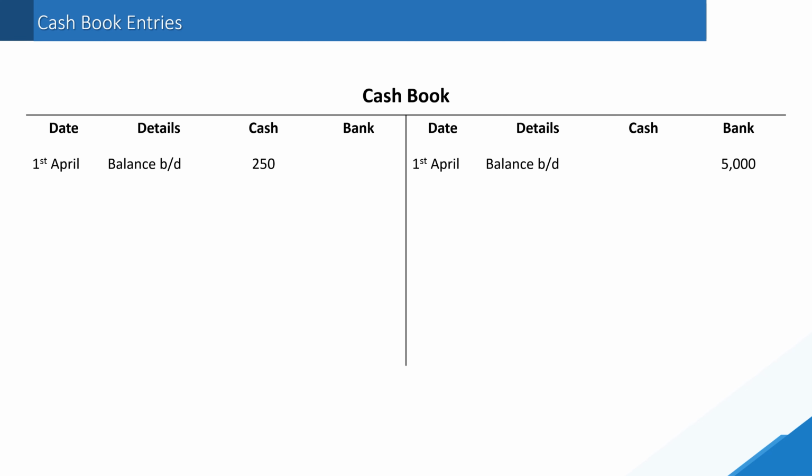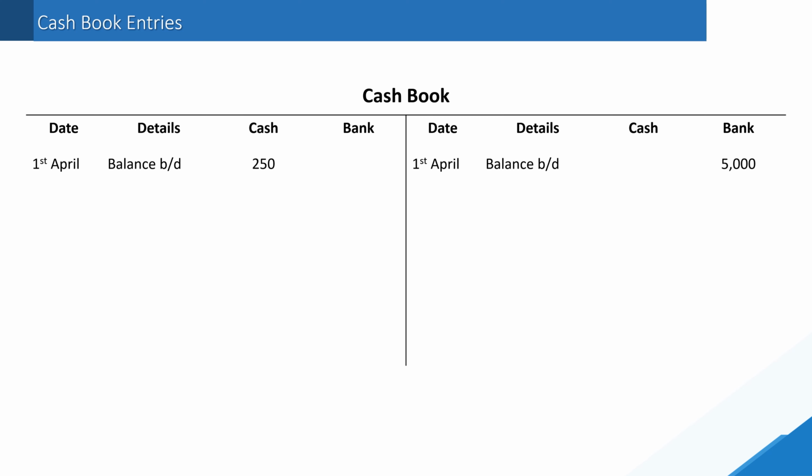So having looked at the various layouts that we may come across in terms of the cash book, we now should also consider what the actual entries into the cash book may look like. We start with our opening balances and we're comfortable with what those represent. So we've got £250 on the debit side for the cash, showing an asset, and we have an overdrawn bank balance of £5,000 showing a liability on the credit side.